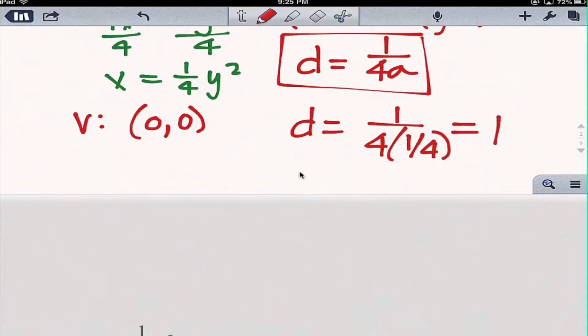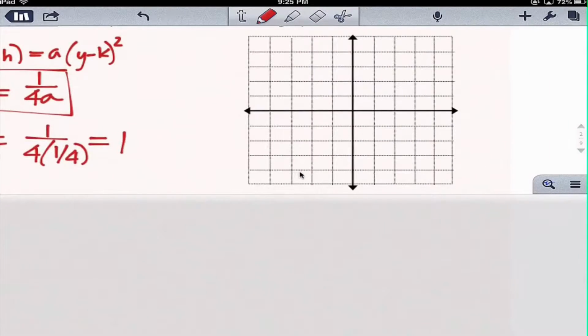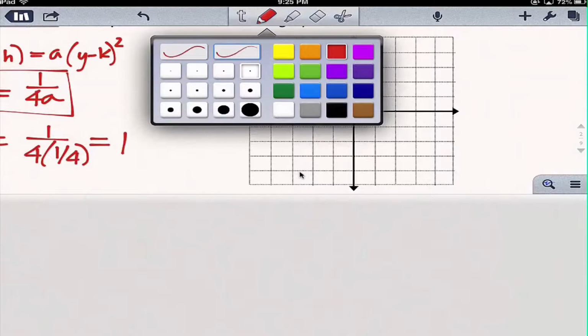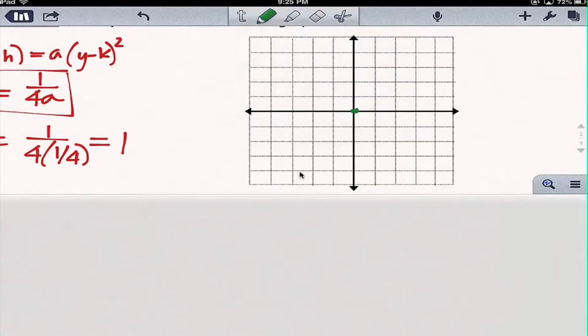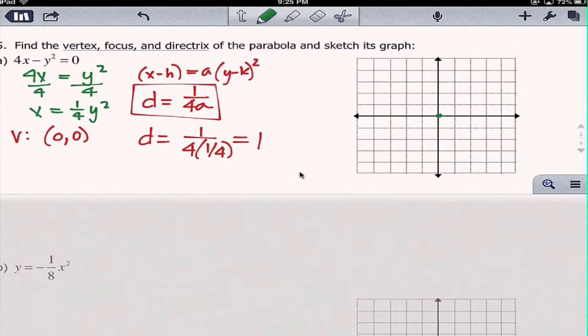Our focus is always inside the parabola. Our directrix is outside the parabola. So I am going to sketch a graph here. I'm putting a point at (0, 0) because that was our vertex. Looking at this equation, since it is an x equals parabola, I know the axis goes right and left. Since 1/4 is positive, that means that it's going to the right.